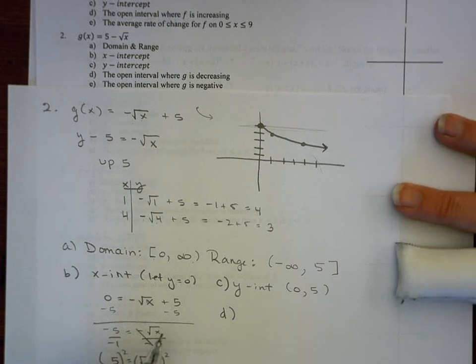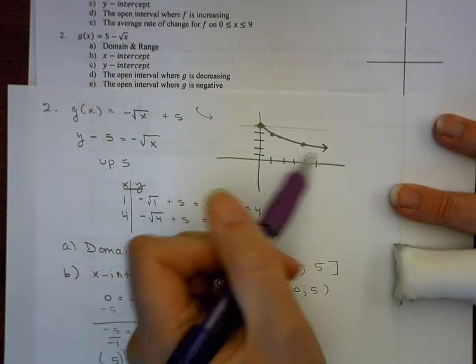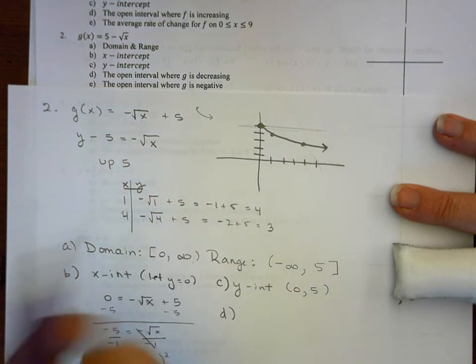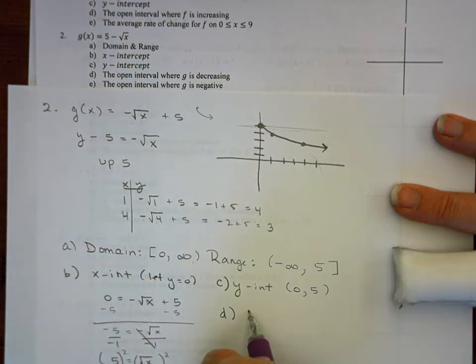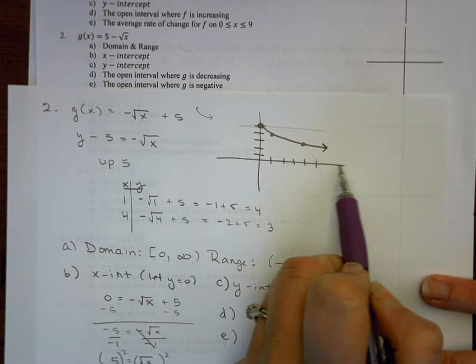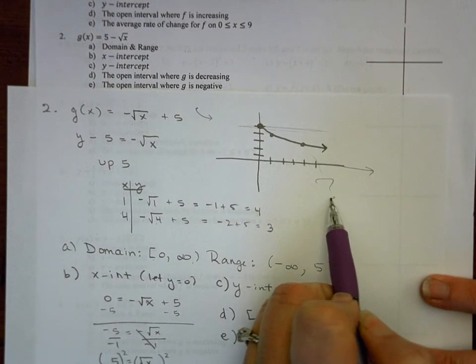And if I'm looking at my graph, it's decreasing always, right? It never goes up. So from left to right, it's always going down. So it's decreasing on its domain, which is from 0 to infinity. And then here I want to know where is my graph negative. So when I say where is it negative, I mean where is it below the x-axis. So where is it down here?